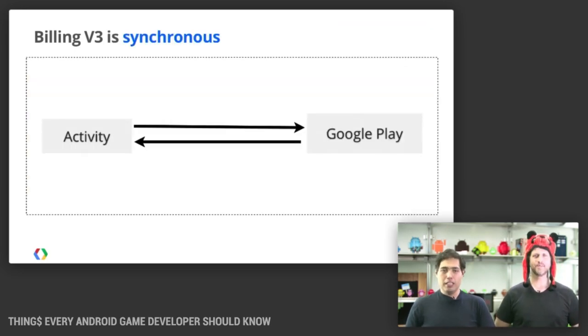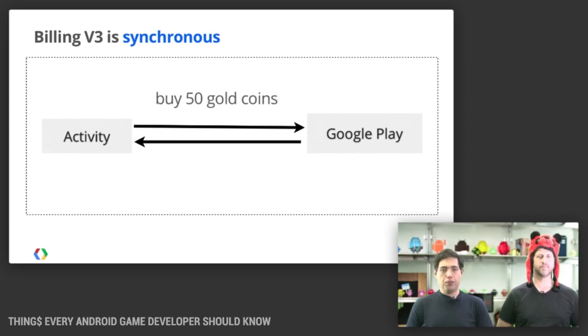It's much simpler, right? So the main improvement in V3 is that API calls are now synchronous. So this means that your application can get a response right away. And it's much more straightforward to think about, too. For instance, if you want to buy something like 50 gold coins, all you have to do is make a request that looks something like, buy 50 gold coins. And guess what? If the purchase is OK, the API is going to return something that's pretty simple, like, say, OK.